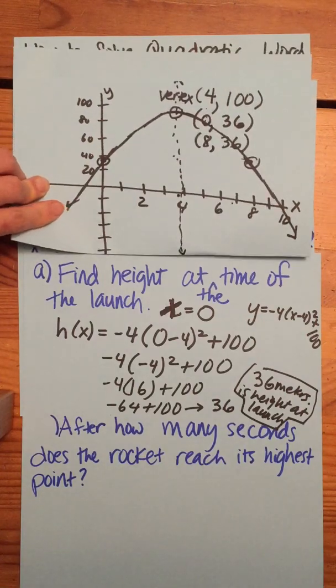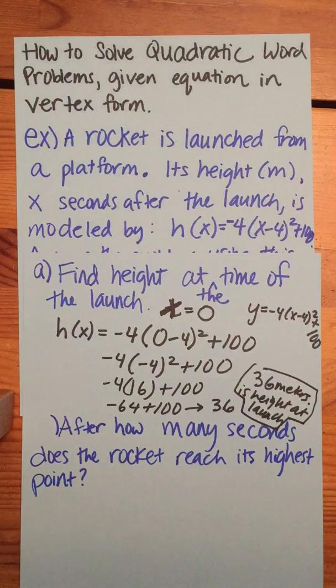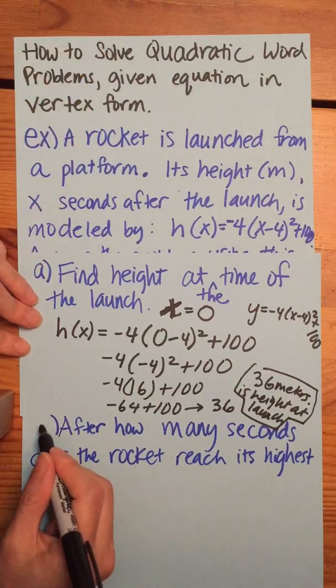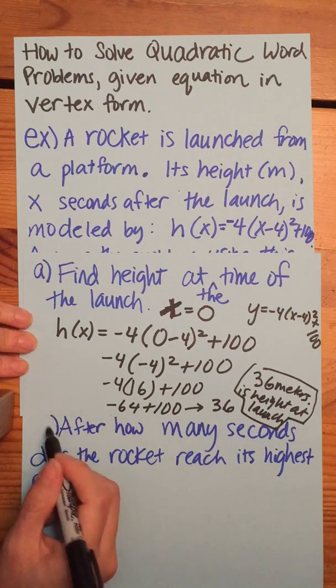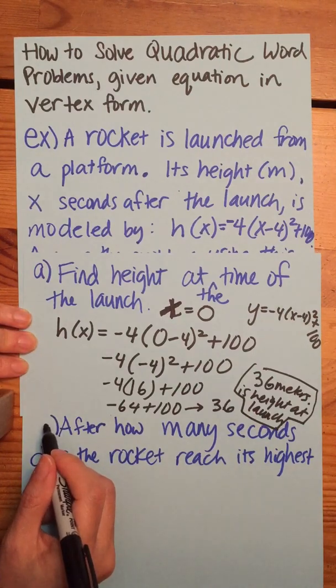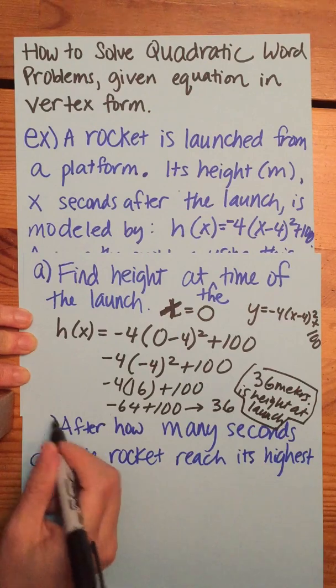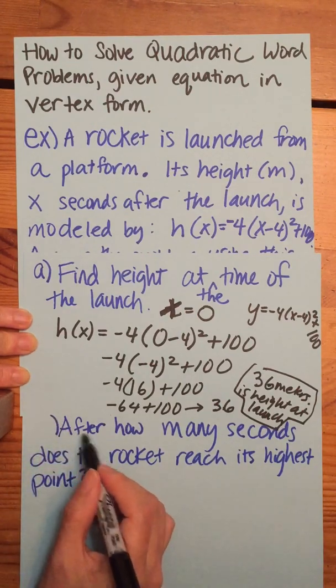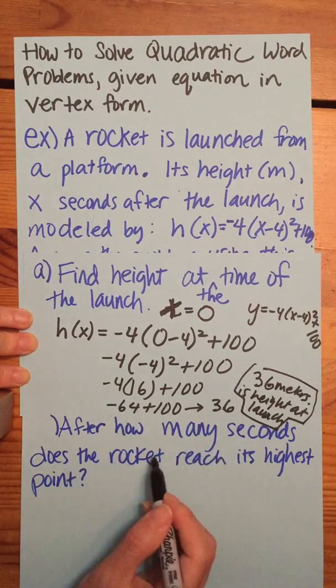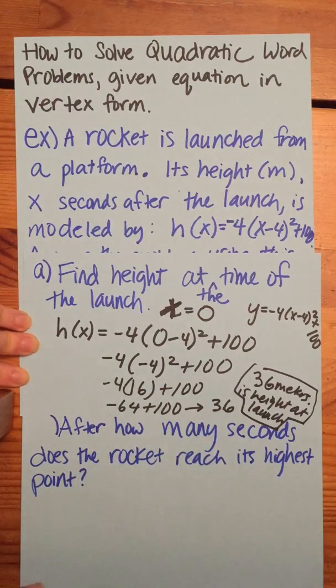Okay. All right, so then the next question is this one, and I didn't write B because some worksheets don't have this as B, and some people have a worksheet in front of them, so this might be C for you, but just a different question, okay? So you can find it on your worksheet if you have one. After how many seconds does the rocket reach its highest point?